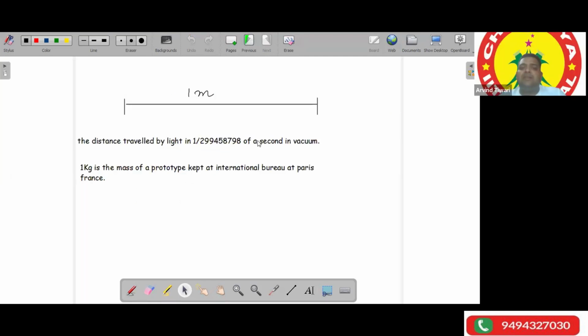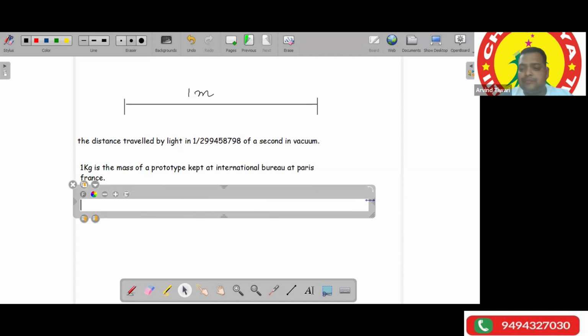In a similar way, just as we define length and mass, time is also defined. For time, we use an atomic clock, which we call the cesium clock. It's made up of cesium-133 atoms.